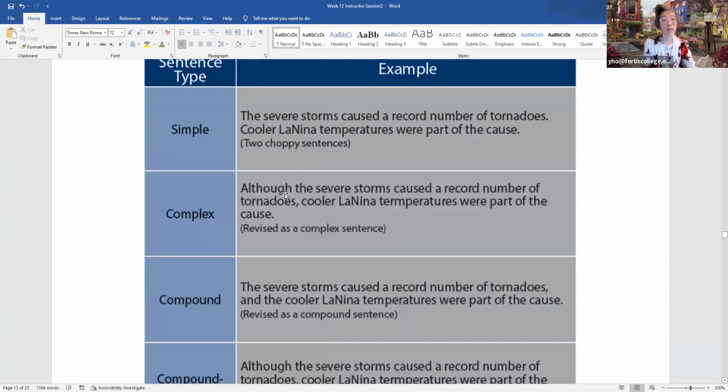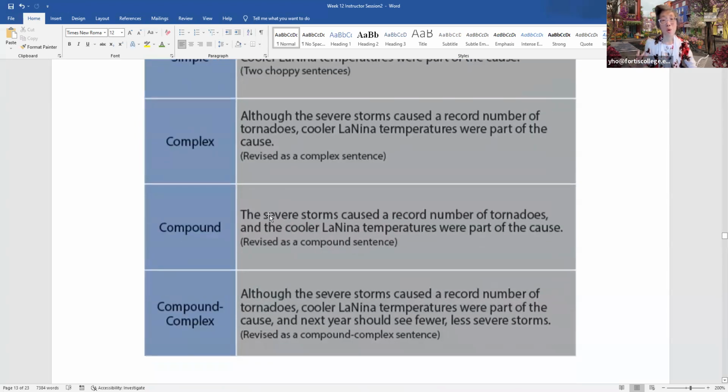And so you can combine it as a complex sentence, saying, although the severe storms caused a record number of tornadoes, cooler La Nina temperatures were part of the cause. So you can have these simple sentences, you can put it together either as a complex sentence by adding a subordinating conjunction, or you can put it together as a compound sentence by adding fanboys, okay? The severe storms caused a lot of tornadoes, and. So either you can use although to combine the sentences together, or you can use and.